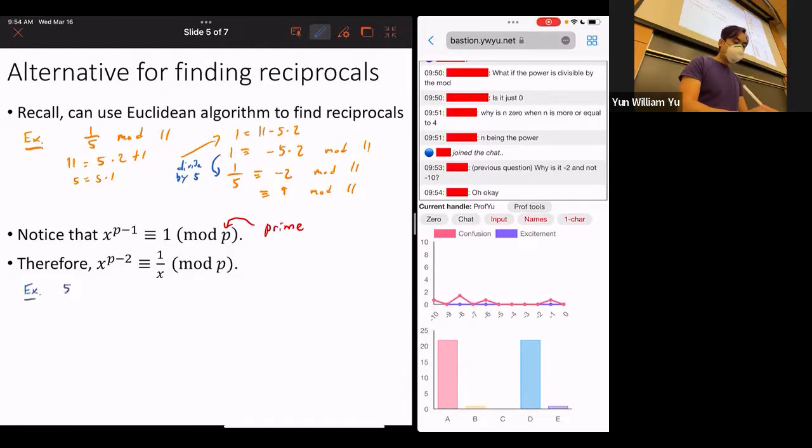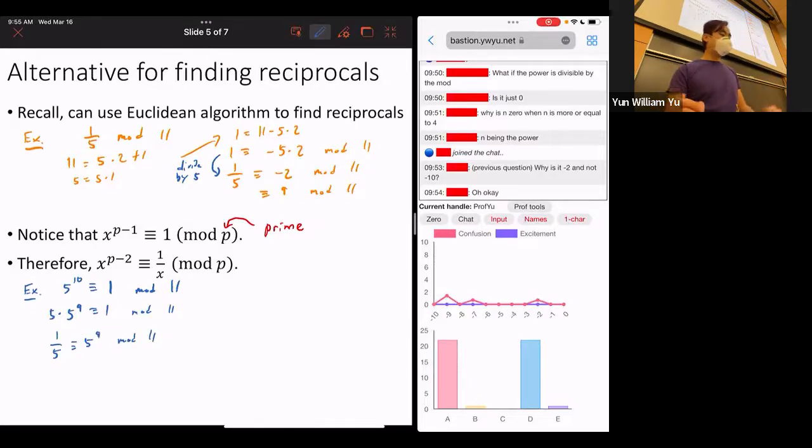So what is 5 to the 10? Oh, sorry. We know that 5 to the 10 is congruent to 1 mod 11, right? And that's just Fermat's little theorem. So we just know that to be true. So that means that 5 times 5 to the 9 is congruent to 1 mod 11, which means that 1 over 5 is congruent to 5 to the 9 mod 11.